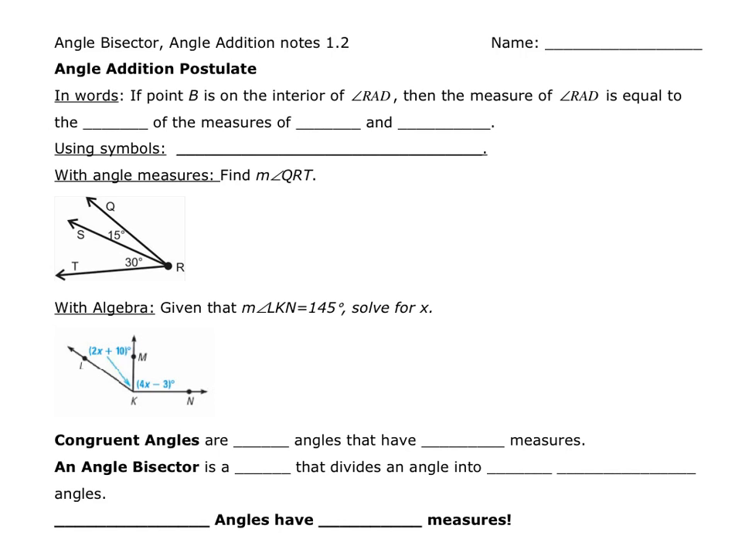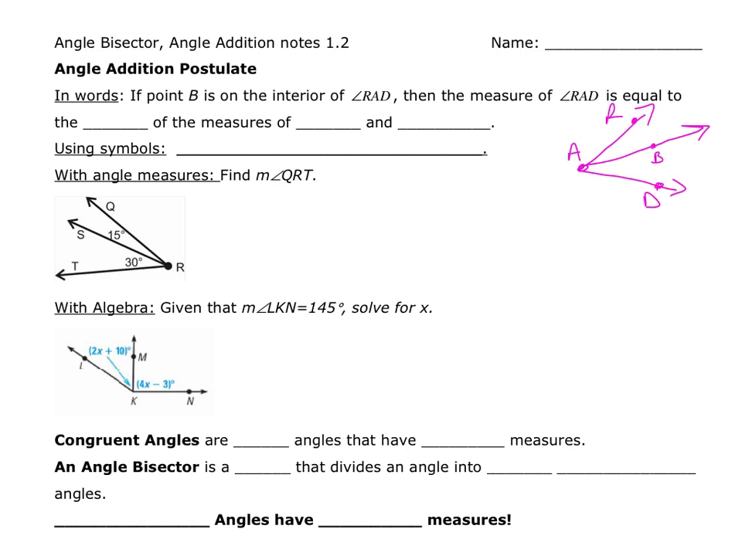So in words, if point B is on the interior of angle RAD, then let's go ahead and draw that first. We know that we have an angle RAD. Remember that the middle letter A has to be our vertex. That's why my A is right there. If I know that point B is on the interior, I just need to put it in here somewhere. And then I'm going to connect a ray that goes through that as well.